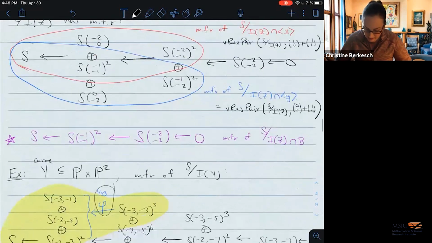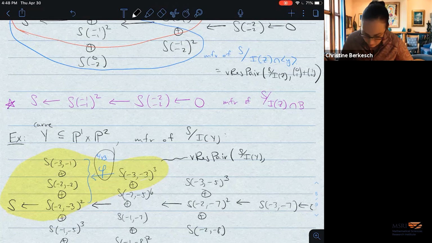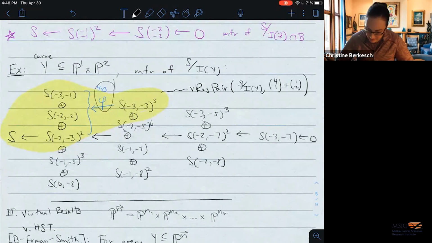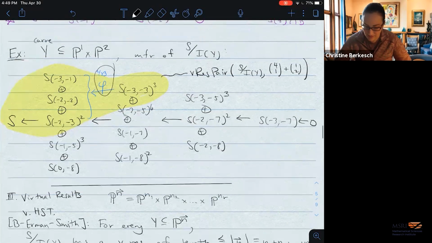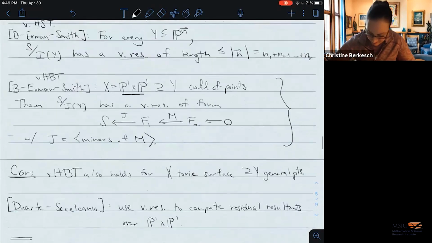Okay, and then actually here as well, so this is the way that I got this: I did VRes pair for S mod I of Y for the vector (4, 1), which happens to be in multigraded regularity here. Okay. So if you look at these now, you'll see everything here is at most (5, 3), and the things left behind are not comparable. All right, so I'll make that go back to where I was.